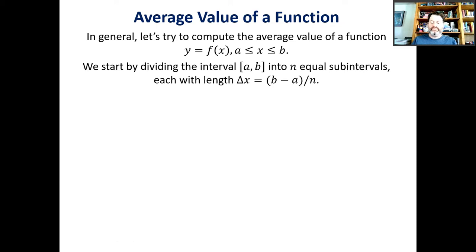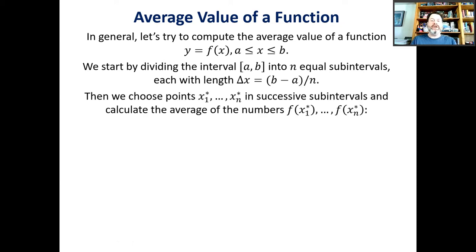So that's the idea. You choose points in successive subintervals, and you just take the average of those numbers. So if you were trying to do temperature and you took 24 readings once per hour, and it doesn't have to be on the half hour or on the hour, it could be anywhere in the interval, you would add the 24 readings up and divide by 24, and you would get something like the average temperature.